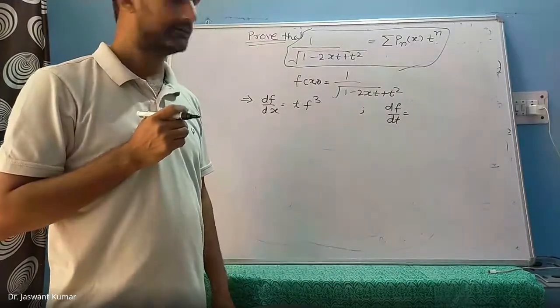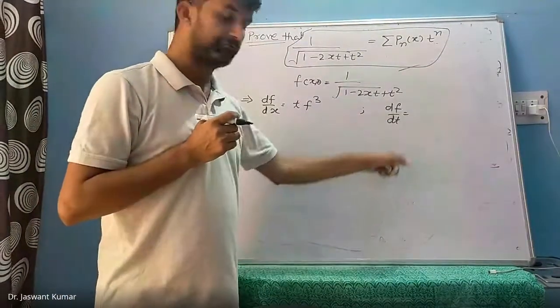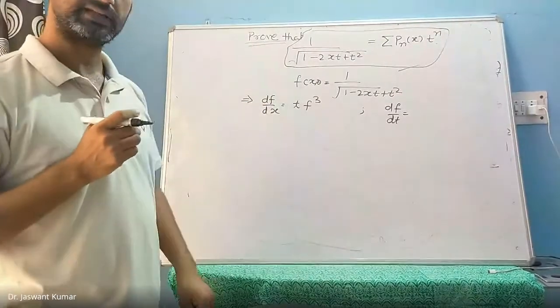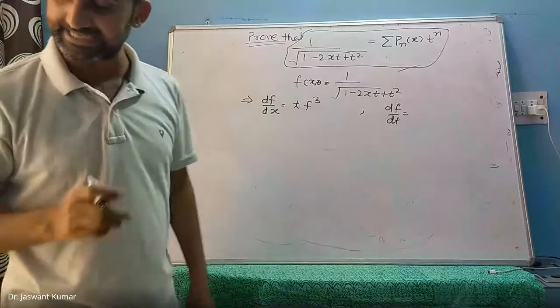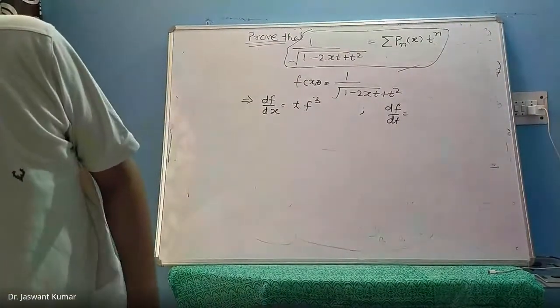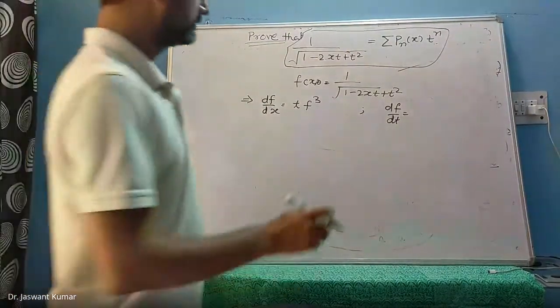The second thing is, what is df by dt? Calculating df by dt is once again the same. So there will be another f cube.